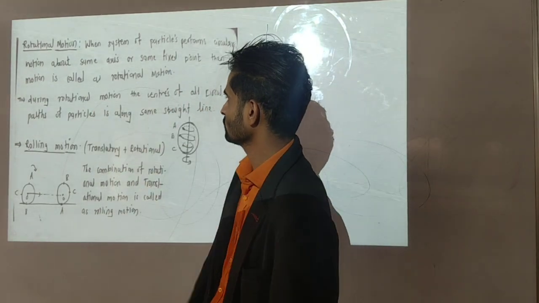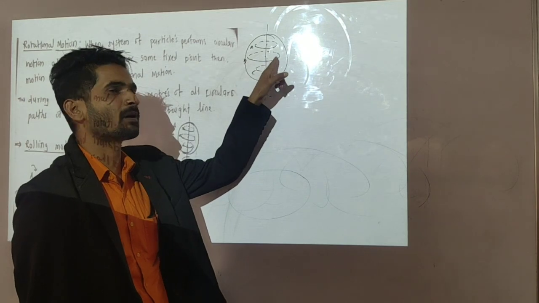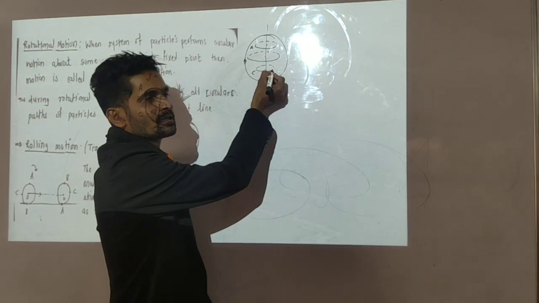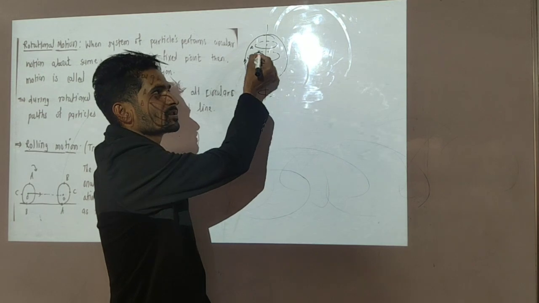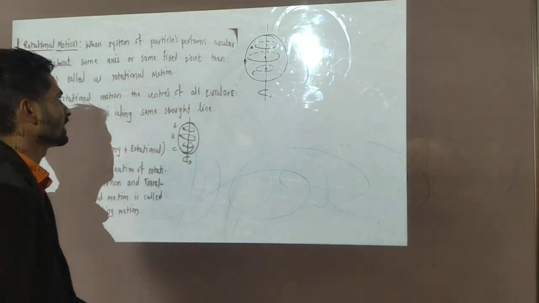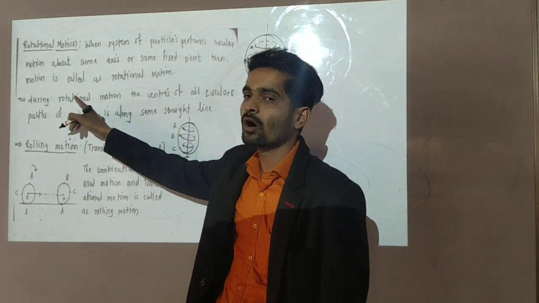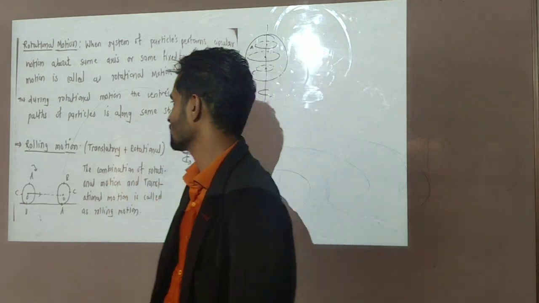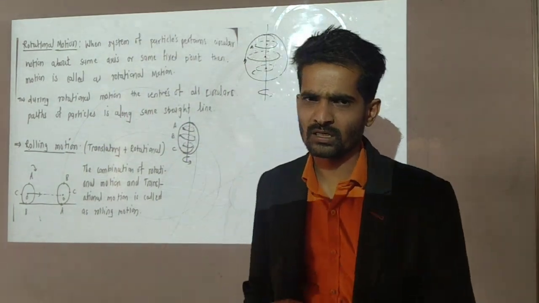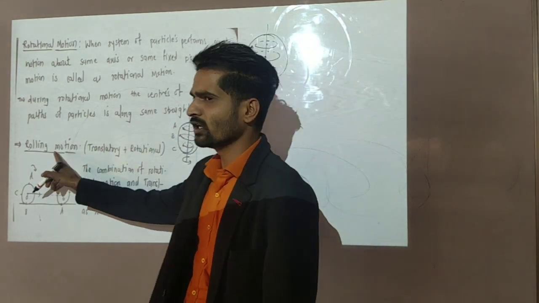Now, during the rotational motion, as I already discussed, the centers of the circular paths of all particles lie on the same straight line. This means that the particles are performing circular motion, and the centers of the circles formed all lie on the same straight line. Is it clear? So keep in mind, circular motion is related to a particle and rotational motion is related to a system of particles. After that, rolling motion.